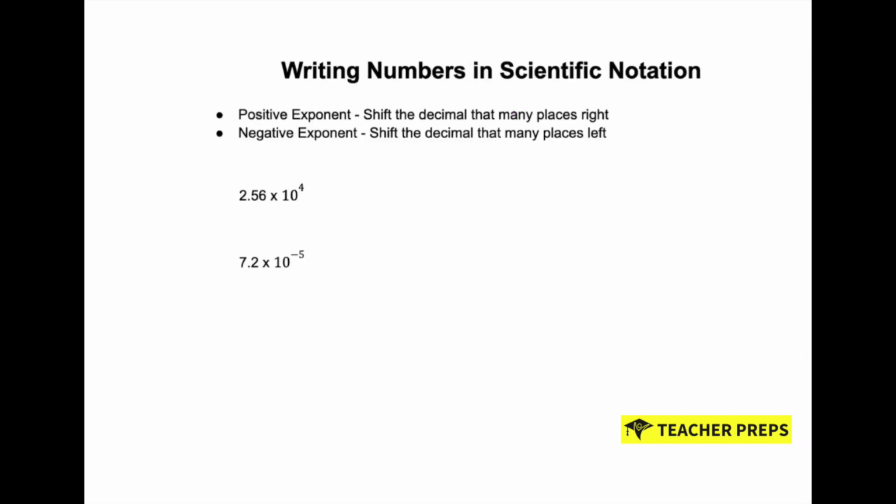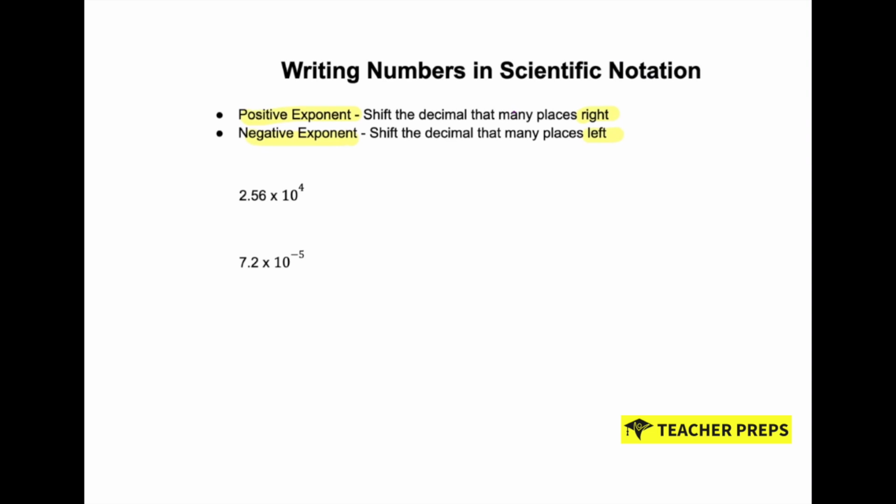Now here are some things to think about when writing numbers in scientific notation. If you have a positive exponent, that means you're dealing with a large number, so we're going to shift the decimal that many places to the right. When we have a negative exponent, that's when we're dealing with a smaller number, or a number less than 1. So we're going to shift that decimal that many places to the left.